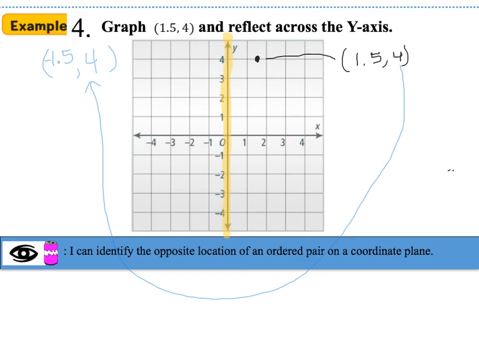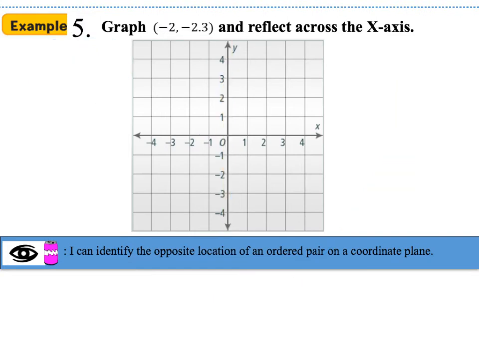So if I go ahead and graph this ordered pair, I'm going to start at 0, 0, and go to the left, which is negative 1.5, about someplace right here. Now I'm going to climb up to 4. That is the reflection point of 1.5, comma, 4. It's right here, and the ordered pair is negative 1.5, comma, 4.